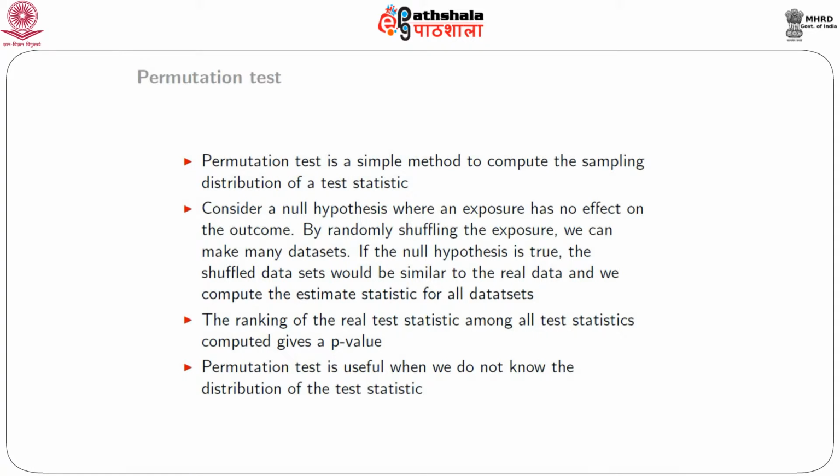Now, this is the basic idea about permutation tests. So, the ranking of the real test statistic among all of these shuffled test statistics, that is test statistics obtained from the shuffled data, should give a p value. Now, we can implement this in R. Just to understand how a permutation test works, we can implement this in R by creating a small data set and see how we can implement the permutation test on it.